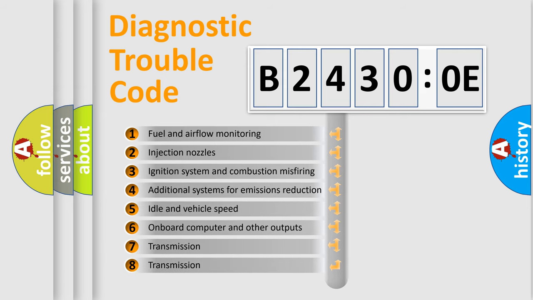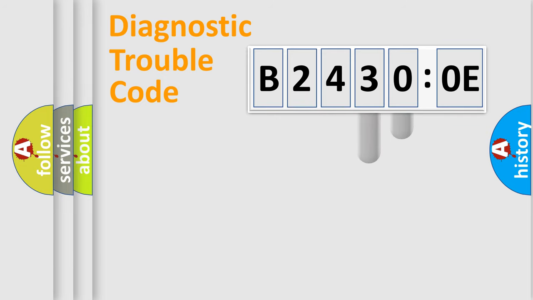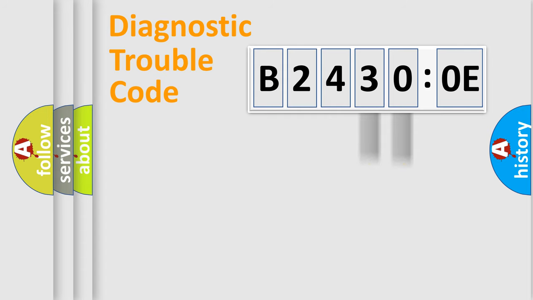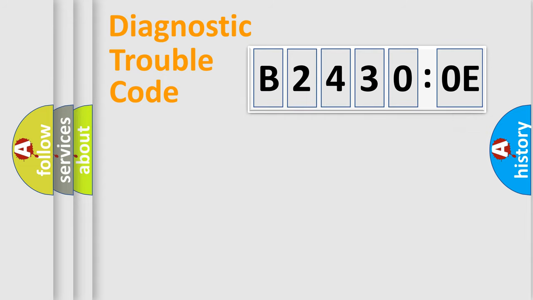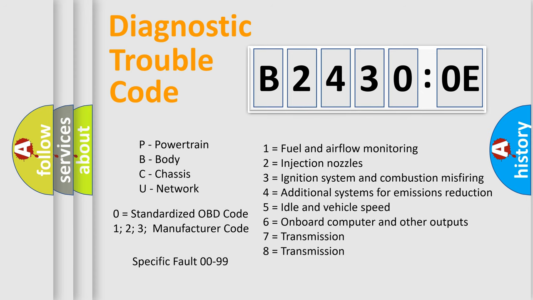The third character specifies a subset of errors. The distribution shown is valid only for the standardized DTC code. Only the last two characters define the specific fault of the group. The add-on to the error code serves to specify the status in more detail, for example, a short to the ground. Let's not forget that such a division is valid only if the other character code is expressed by the number zero.